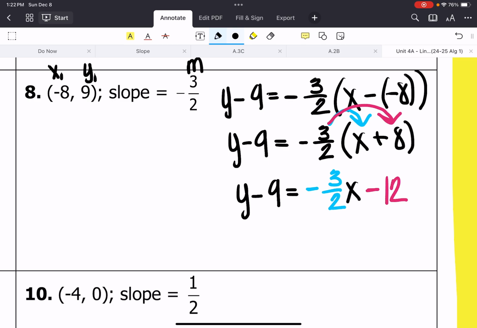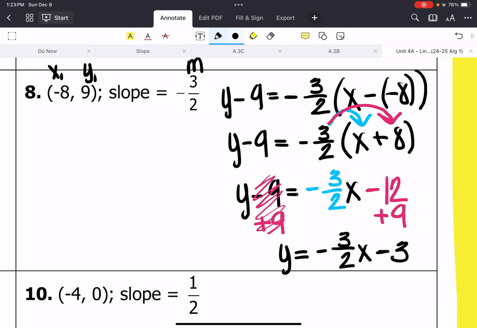Now remember, we want y by itself. Therefore, to get rid of the minus 9, I have to do the opposite and add 9. And what you do to one side, you do to the other. Minus 9 plus 9, that gives you 0. Y is by itself, equaling negative 3/2x minus 3. Because negative 12 plus 9 is going to leave you with a difference of 3. And then different signs, you keep the sign of the larger. So now our equation for 8 is going to be y equals negative 3/2 of x minus 3.